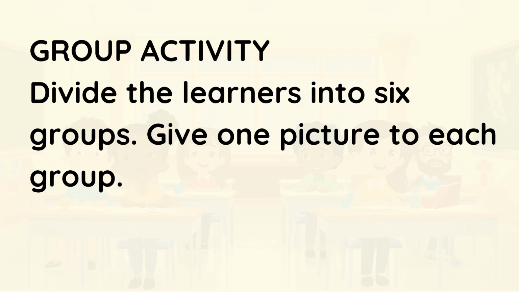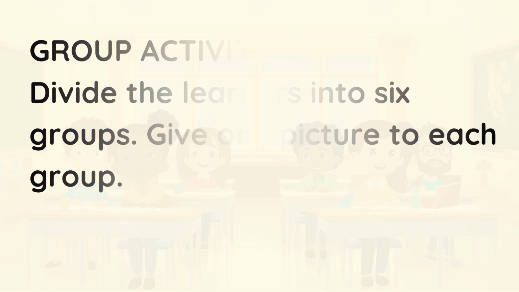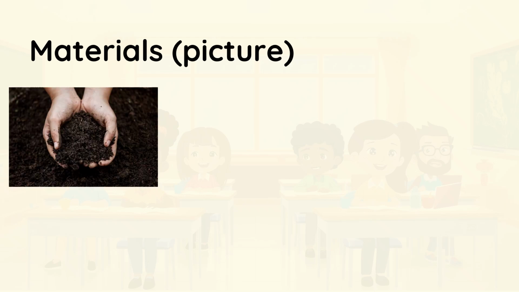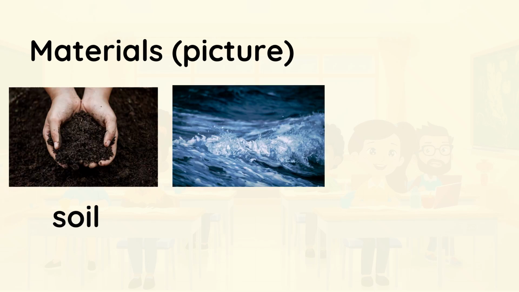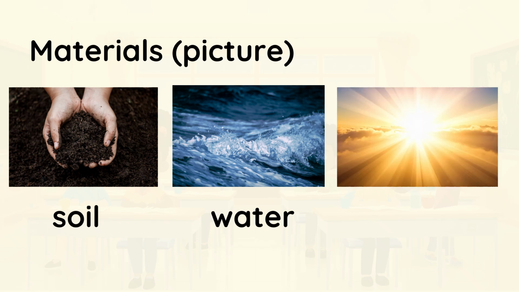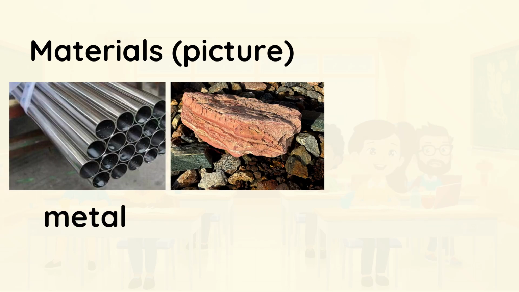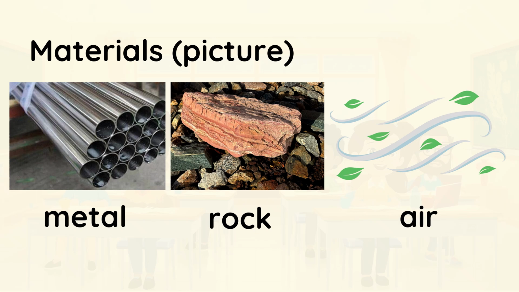Let's proceed to our group activity. Divide the learners into 6 groups. I have here a picture, class, prepared for you. This is soil, water, and sunlight. We also have metal, rocks, and air.